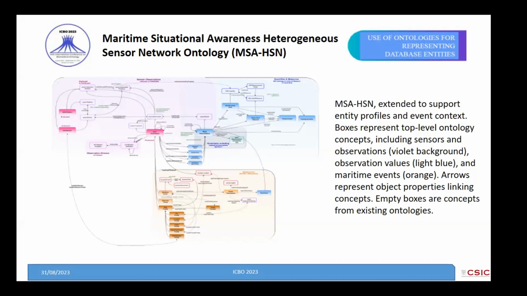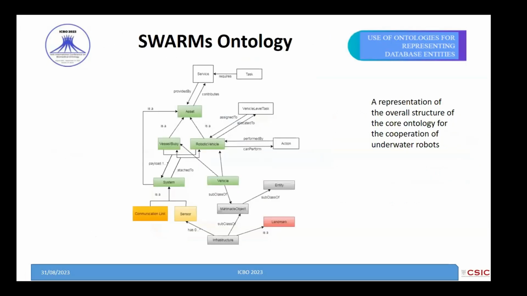The maritime situational awareness heterogeneous sensor network ontology extended to support entity profiles and event context. Boxes represent top-level ontology concepts, including sensors and observation in violet background, observation values in light blue, and maritime events in orange. Arrows represent object properties linking concepts. Empty boxes are concepts from existing ontologies.